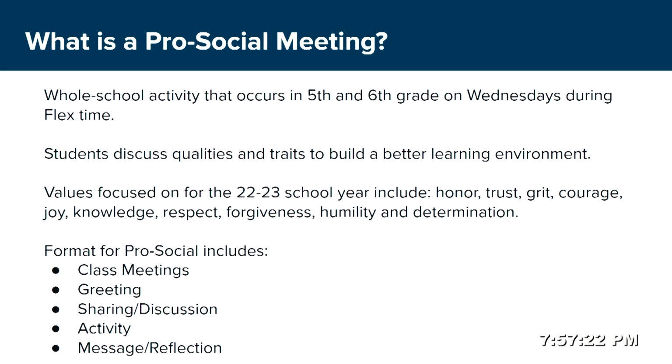In addition, we also have pro-social meetings. This is more at the 5-6. This occurs Wednesday during flex time, and students discuss qualities and traits to build a better learning environment. Values we're focused on for the 2023 school year include honor, trust, grit, courage, joy, knowledge, respect, forgiveness, humility, and determination. And overall for this, students will participate in a class meeting, greeting, a sharing and discussing activity, and students learn activities just as simple as share one good thing from last week. Again, an opportunity for students to connect with each other that's not always necessarily directly connected with academics.